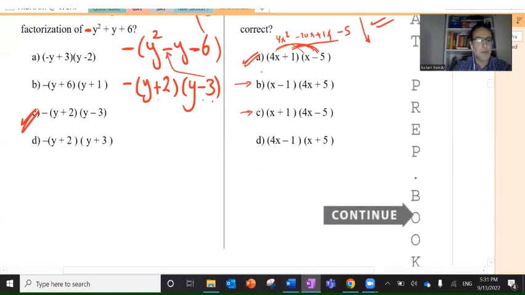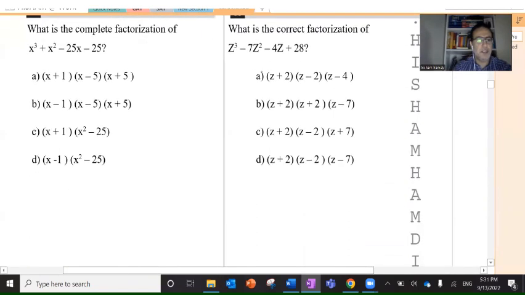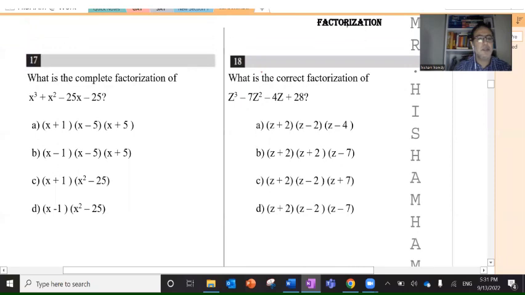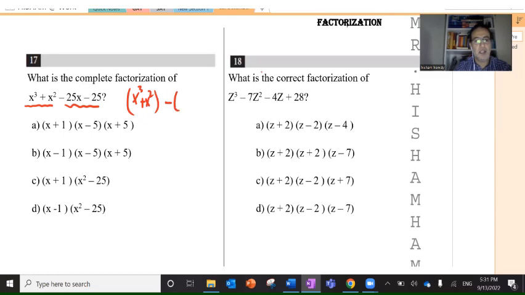Okay? Regarding number 17. As we can see, in numbers 17 and 18, we have 4 terms. To solve the 4 terms, all you have to do is write the first 2 terms in a bracket and the next 2 terms in another bracket. So it's x to the power 3 plus x squared. And then minus, so I'm going to write negative 25x and change the sign of 25 from negative to positive.